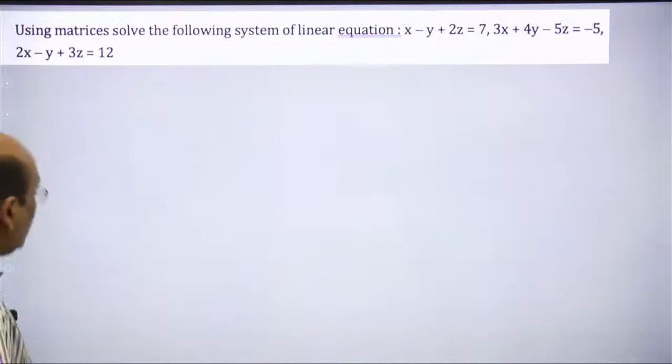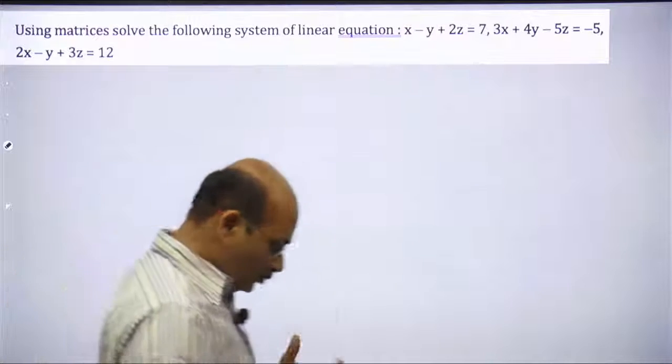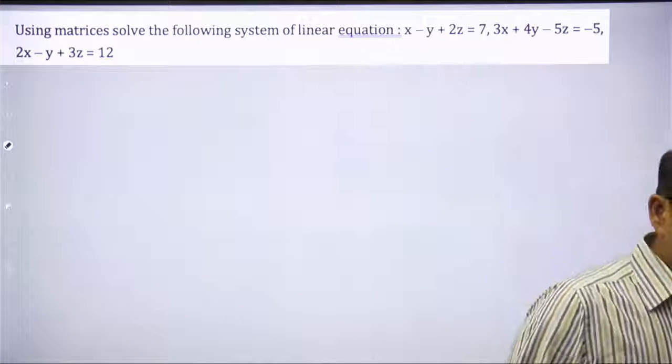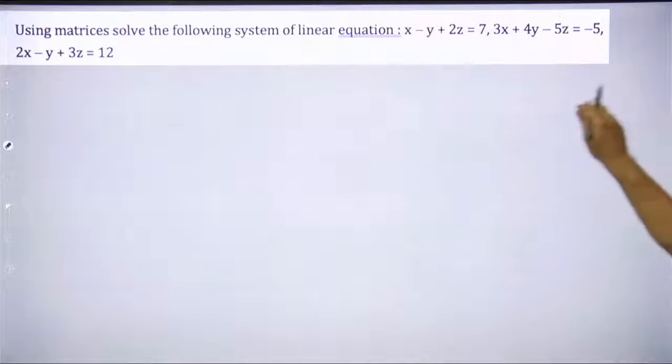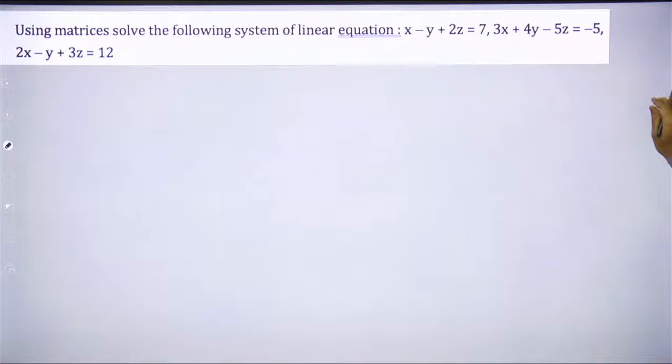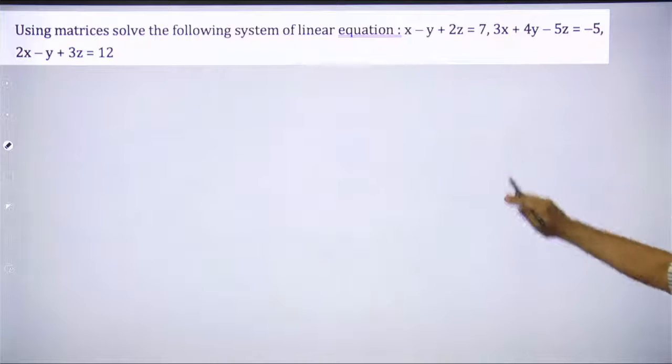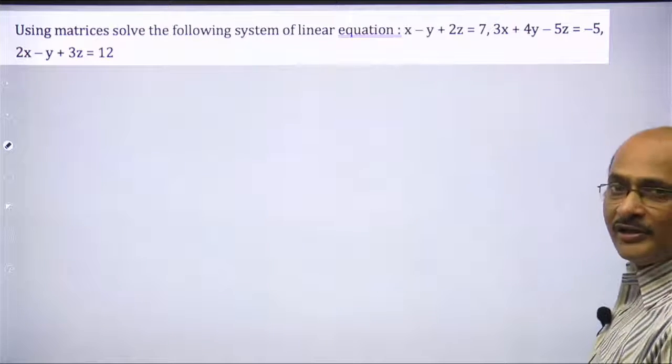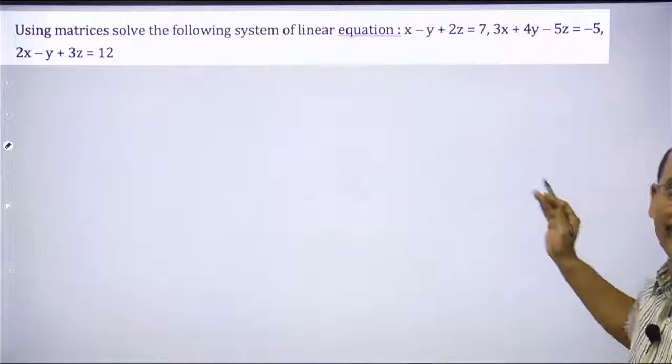Right. Using matrices, solve the following system of linear equations. I think most of you know the procedure, right? Any system of equations is given to you. Remember the chart I had given you. Find determinant A. If determinant A is not equal to 0, there is a unique solution. If determinant A is equal to 0, then you find adjoint A into B and all that stuff.